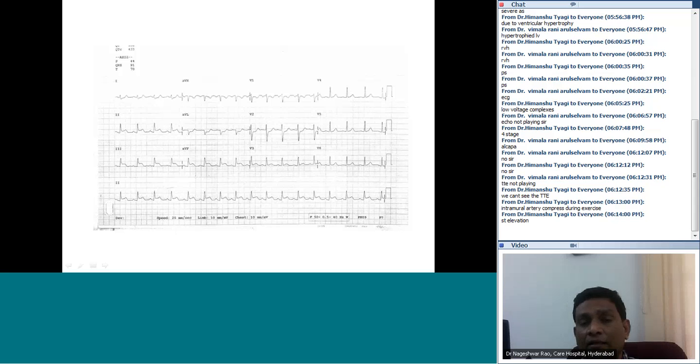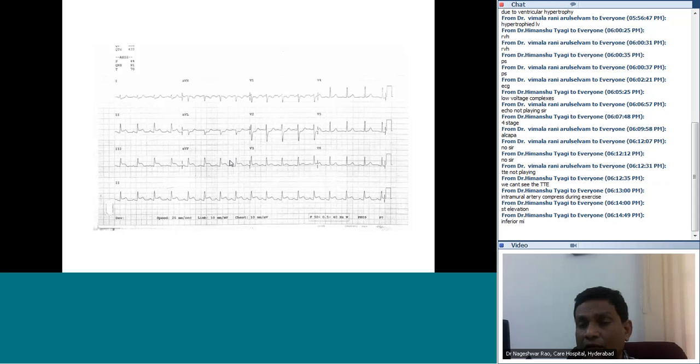So how do you evaluate this? Whether it is a true inferior MI or not, you don't know, because sometimes there may be various mechanisms like myocarditis, where usually you will see changes in most of the leads, or repolarization abnormalities, where usually you will see changes in the precordial leads, especially V1, V2, V3. So this is a clear-cut inferior MI, and the troponin test is positive.